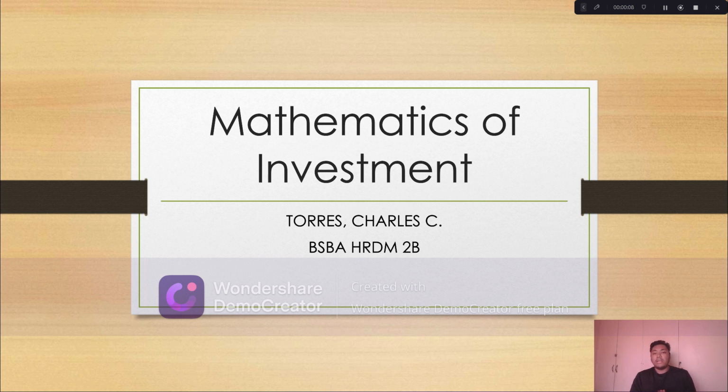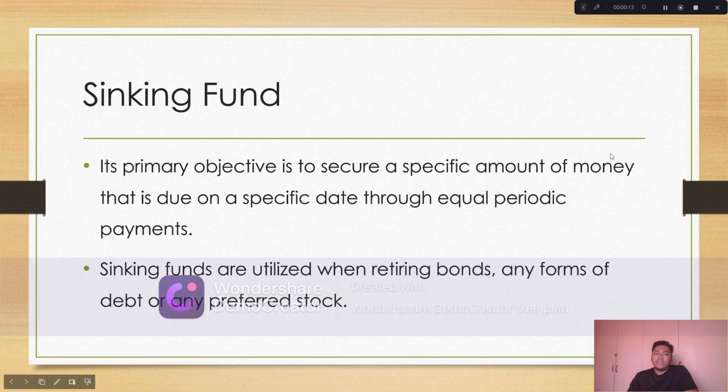Now, let's get right down to the first topic, which is the sinking fund. The sinking fund refers to securing a specific amount of money through an equal series of payments. Essentially, the specific amount of money that needs to be met is due on a specific date. So through equal periodic payments, a sinking fund would be formed. Sinking funds are utilized for retiring debts, any form of debt, or securing bonds as well.